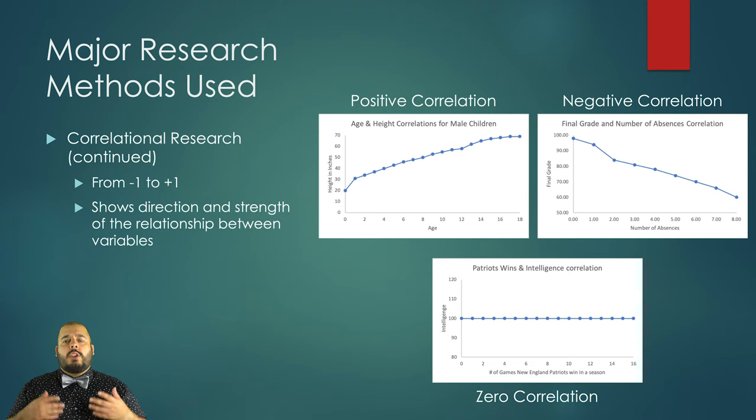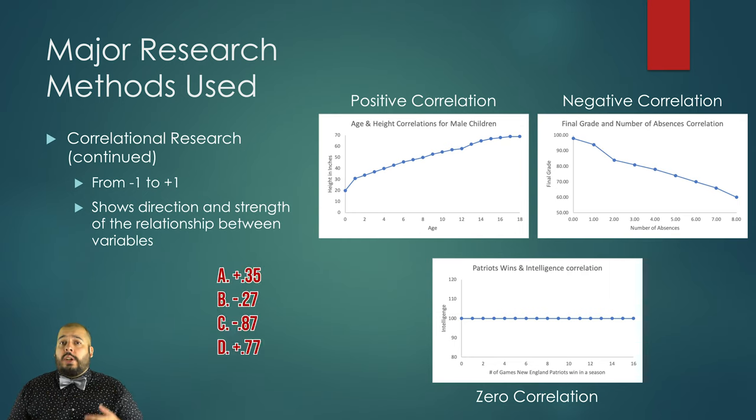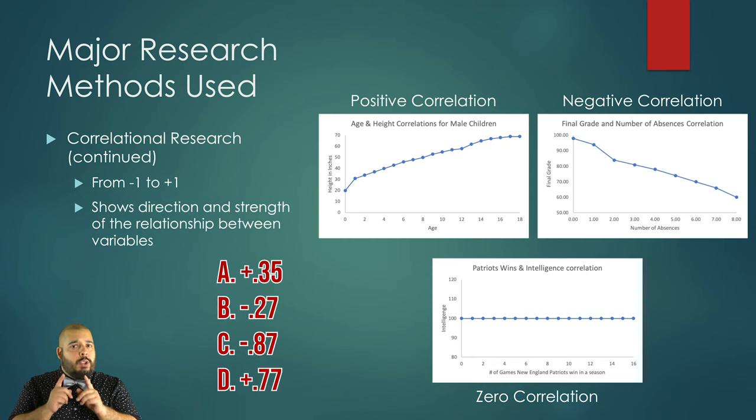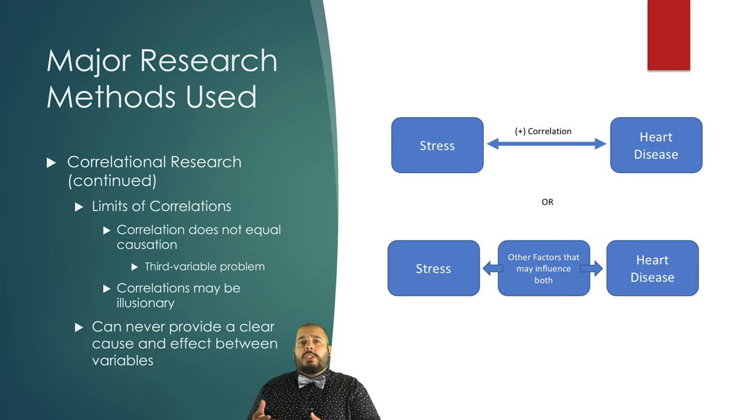So if you have a question on an exam asking which of the following shows the strongest correlation and these are your answer choices, don't be fooled by the signs. The number that is closest to 1 is the strongest despite it being a negative number. The answer is C. There are limits to correlations.